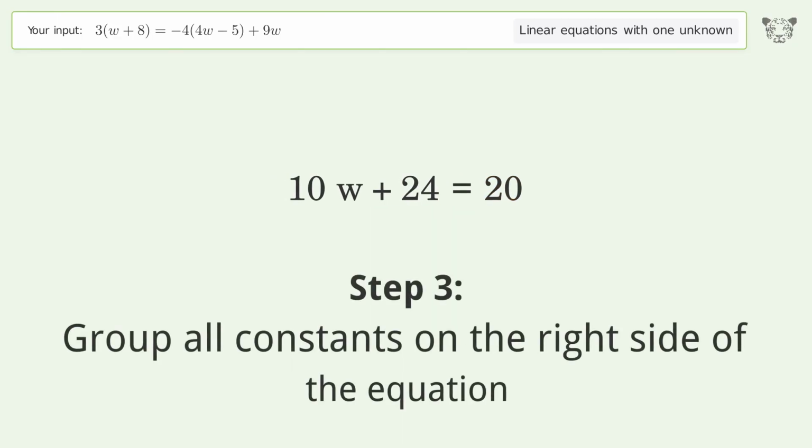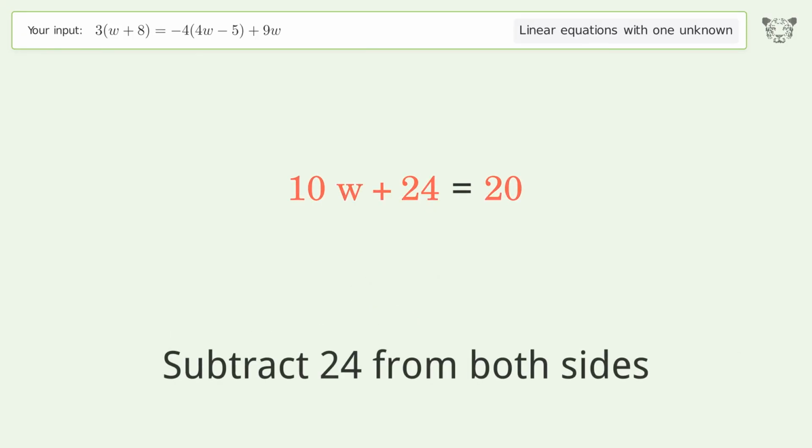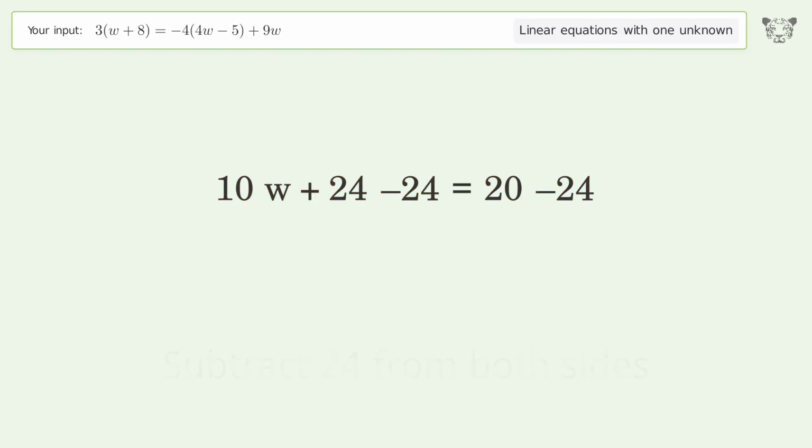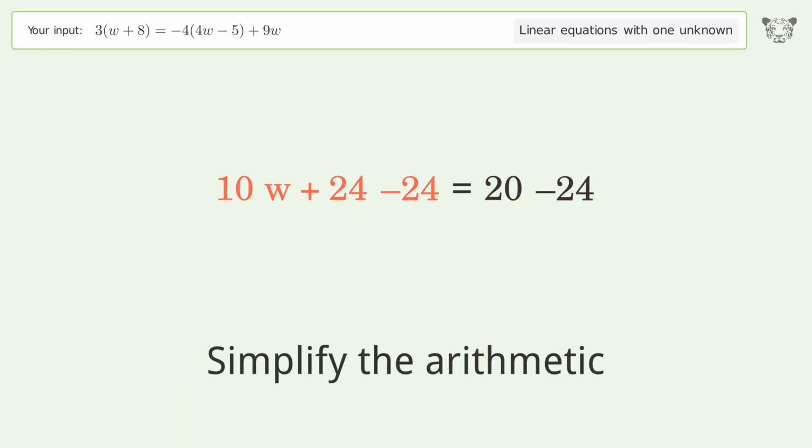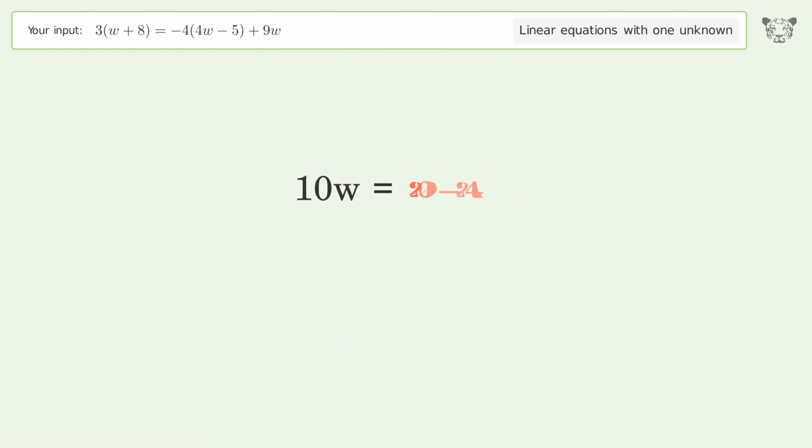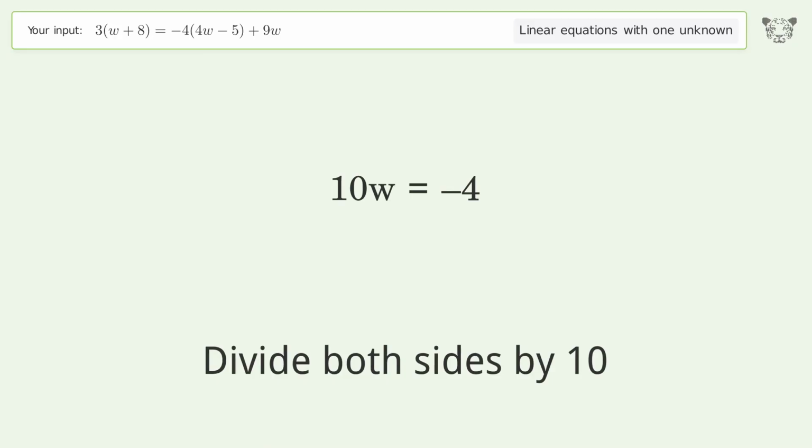Group all constants on the right side of the equation. Subtract 24 from both sides. Simplify the arithmetic. Isolate the w. Divide both sides by 10.